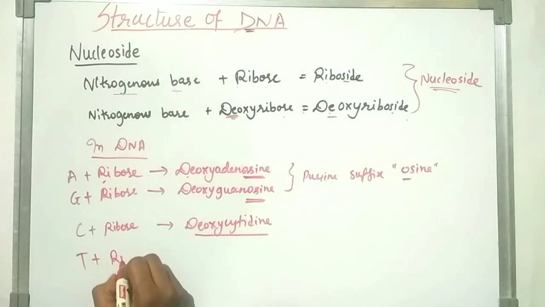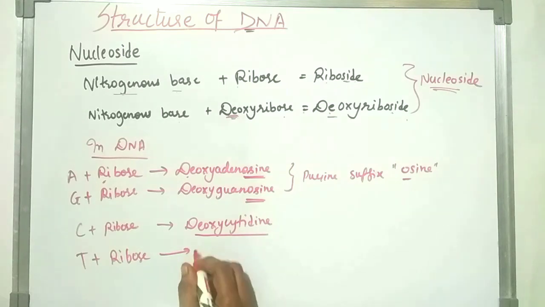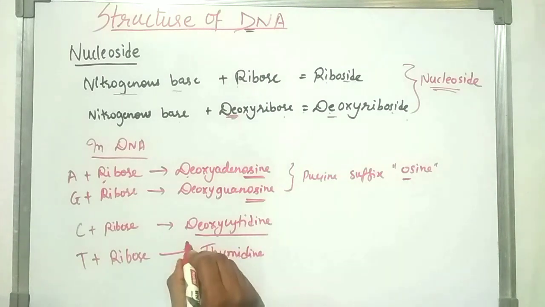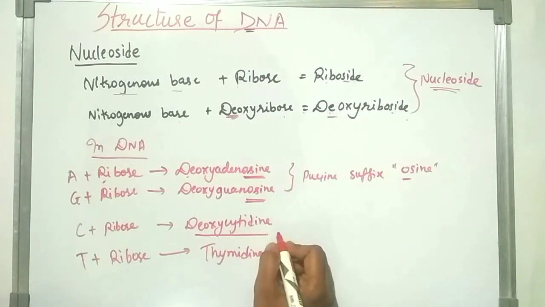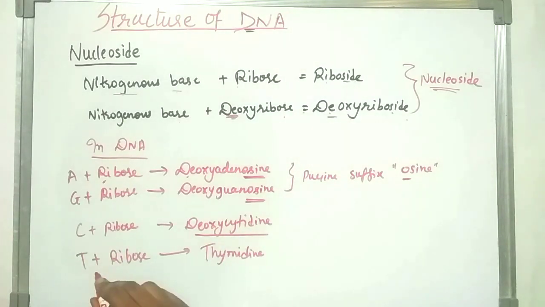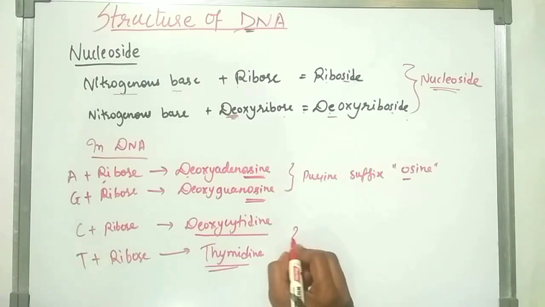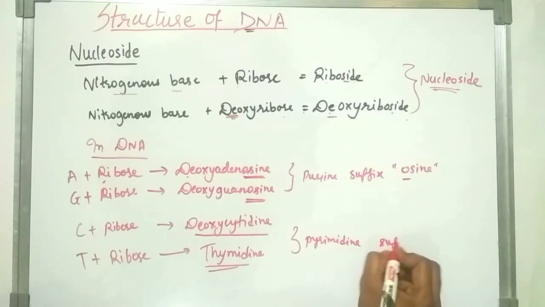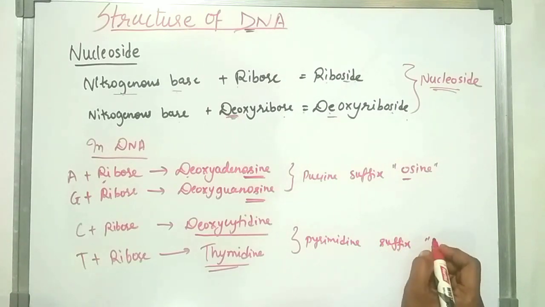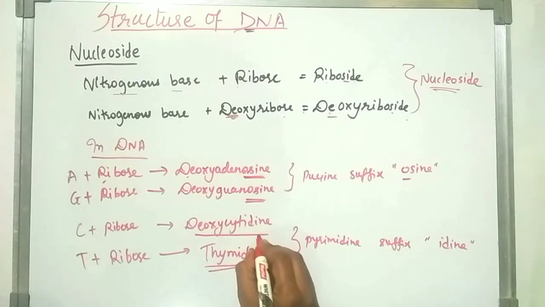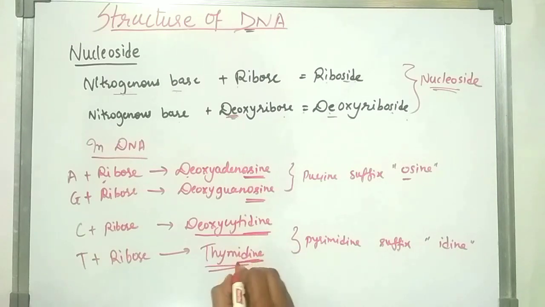Thymine plus ribose. See here, what is it called? Thymidine. Don't write thymosin, that is for another subject. So it will be called thymidine. You can remember these are the pyrimidines, so the suffix for the DNA structure will be idine. You can see the idine. Yes, so this is the nucleoside.